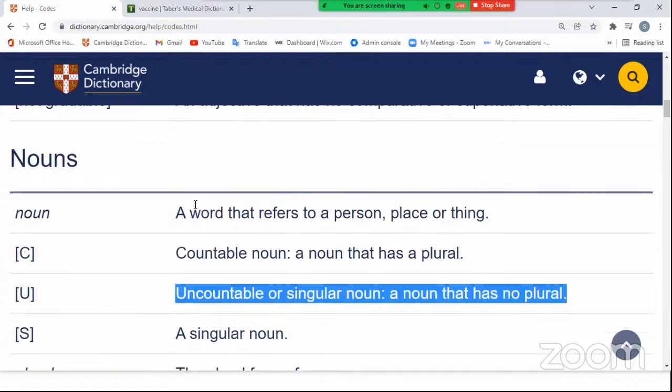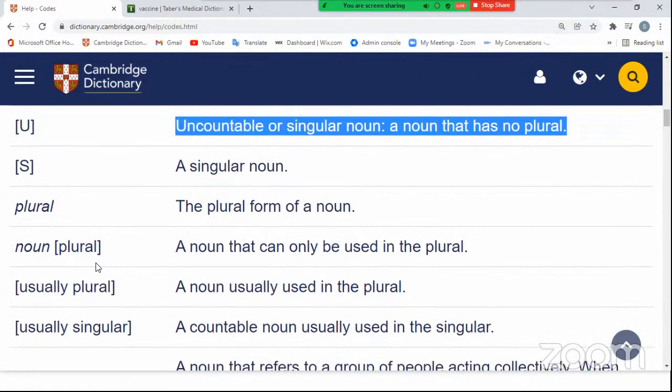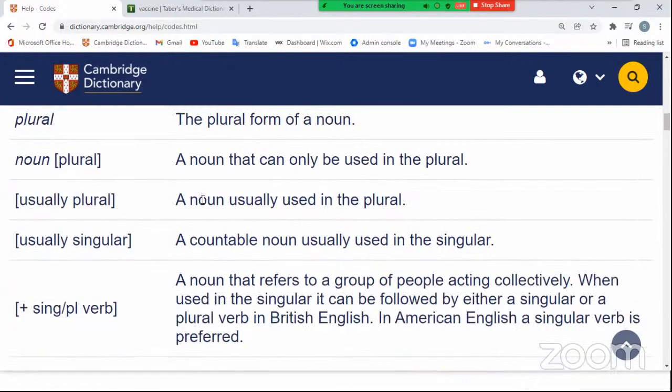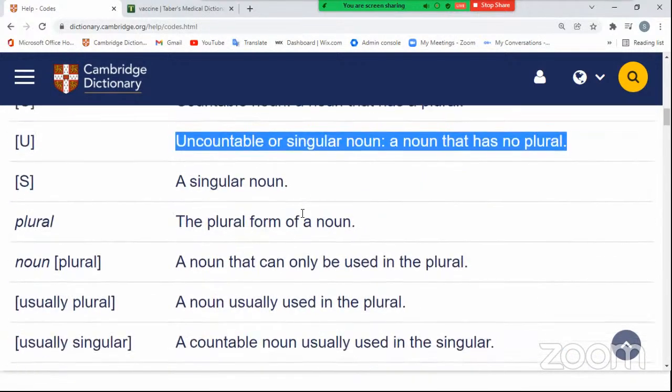So these are kinds of nouns: countable noun, uncountable noun, singular noun, plural noun, noun plural, usually plural. Some nouns are usually plural, for example, arms, measles, mumps. So they are always plural. Some nouns are always singular, like furniture. It's an uncountable noun. So you don't know this grammar concept. I'm showing you here.